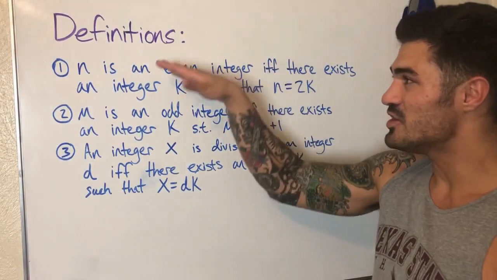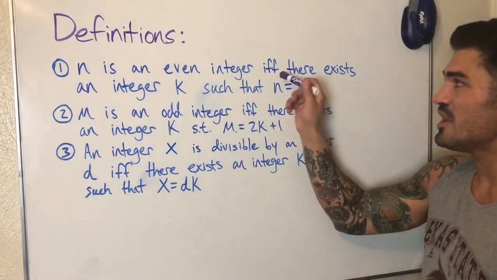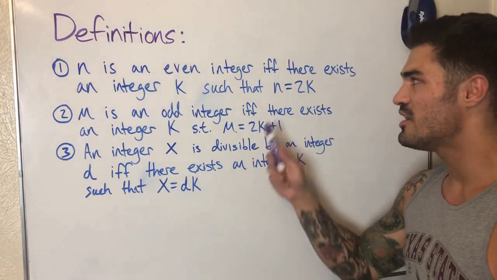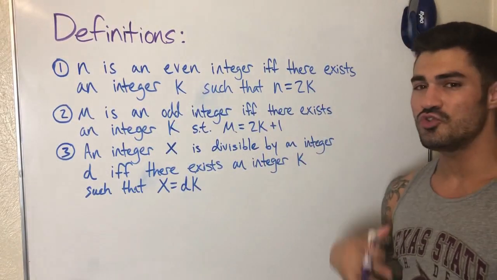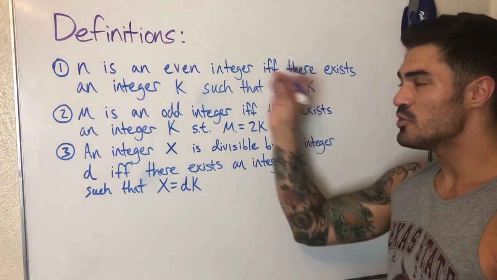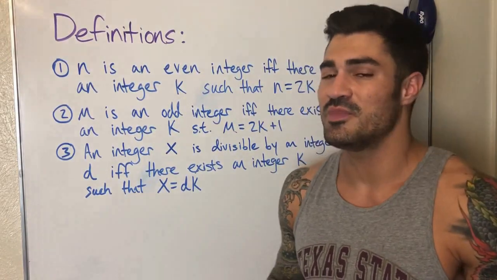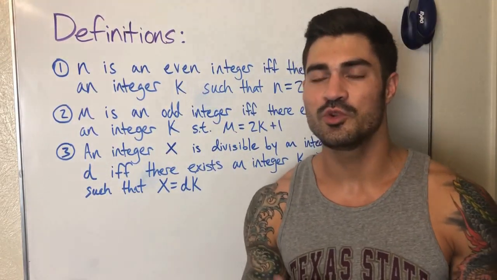All right, so definition 1, n is an even integer if and only if there exists an integer k such that n equals 2 times k. So if you ask most people what does it mean to be even, they would say that means it's divisible by 2, which is true.